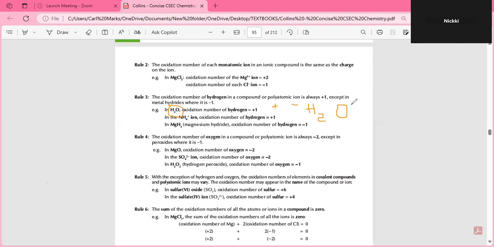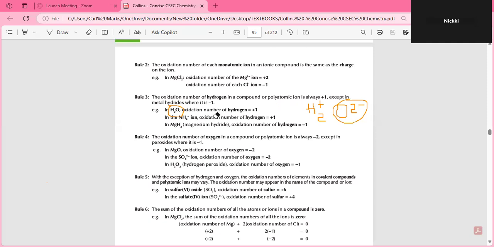Nikki, you gotta remember these things. 2 minus, right? So we need 2 positives here. So this one automatically, the hydrogen is a positive sign. We can see by looking at this one, we know that we need 2 positives. So here, the oxidation number for hydrogen is a +1.